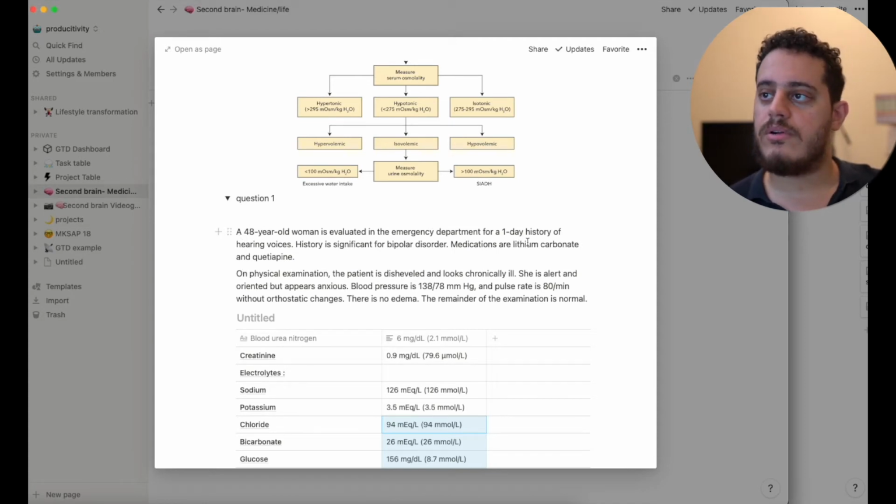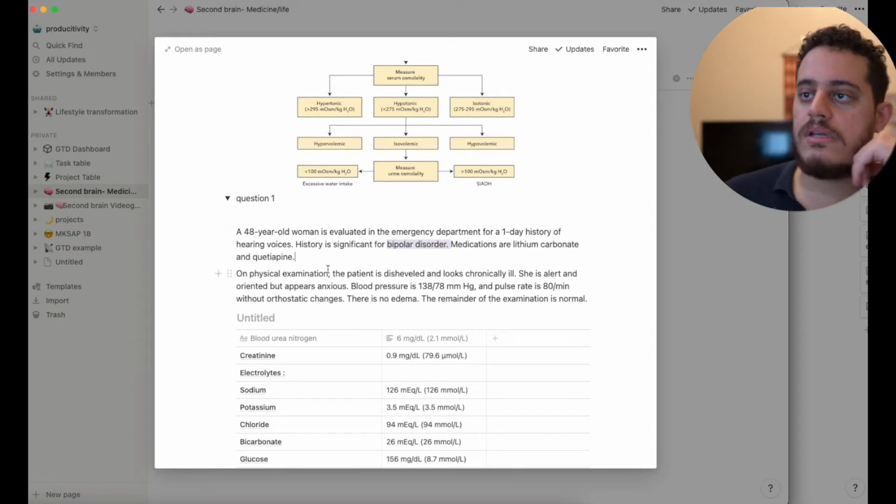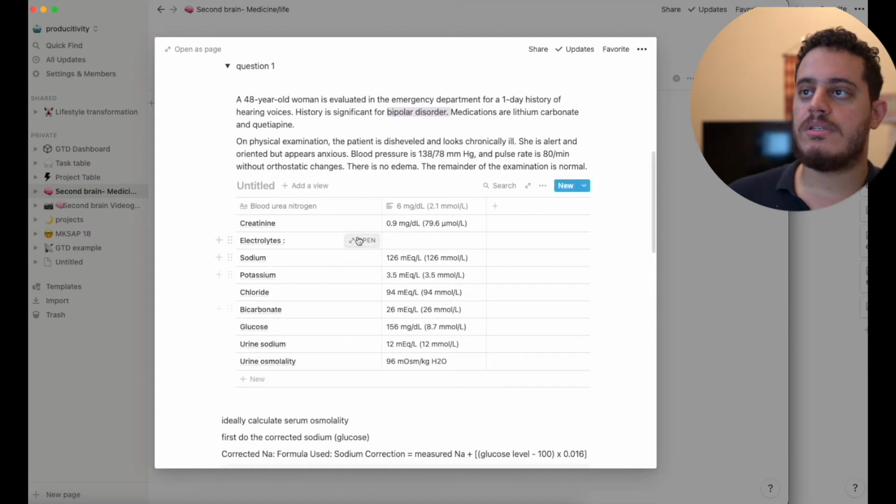This is a 48-year-old woman evaluated in the ER for a one-day history of hearing voices. She has a history of bipolar disorder. Medications are lithium and quetiapine. On physical examination, she's disheveled and chronically ill. She's alert, oriented, but appears anxious. Blood pressure is 138/78, pulse rate is 80. But there are no orthostatic changes, and there's no edema.